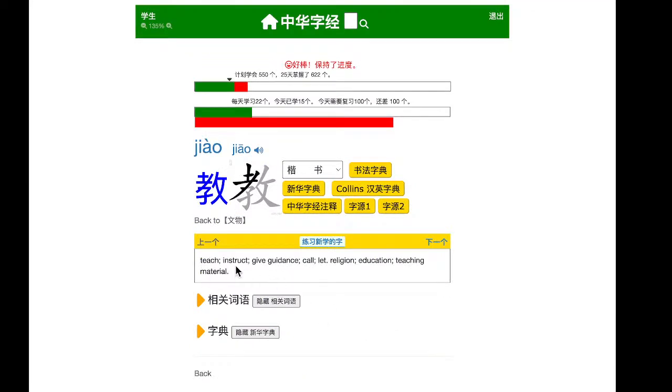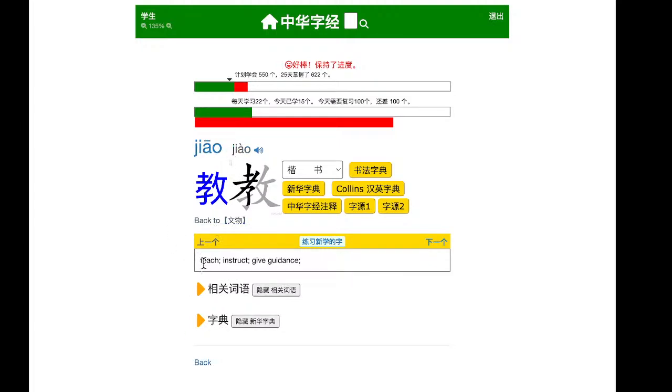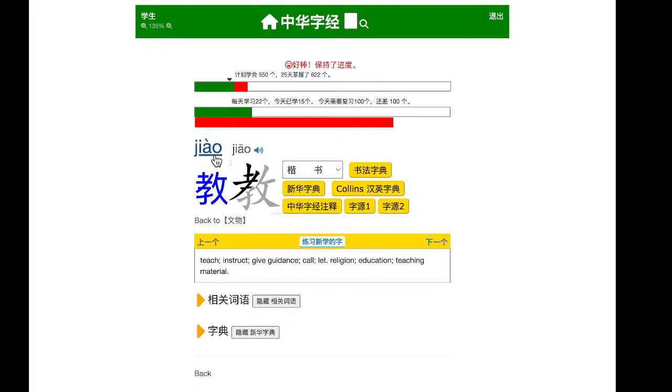教 means teach, instruct, give guidance. When you read it like this, though, I think usually referring to religion, education, or teaching material. Like 教材. 宗教, religion. 教, when you read it this way, is teach, instruct, or give guidance. So one reading is for teach, the verb, and the other for teaching the contents of the instruction. 教. But this could also be like 教导.